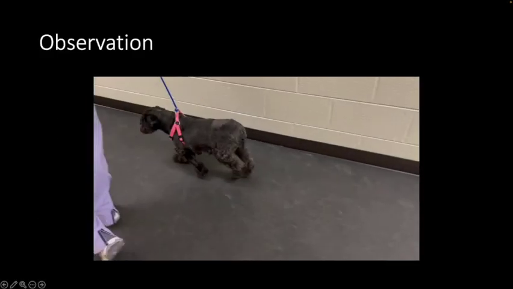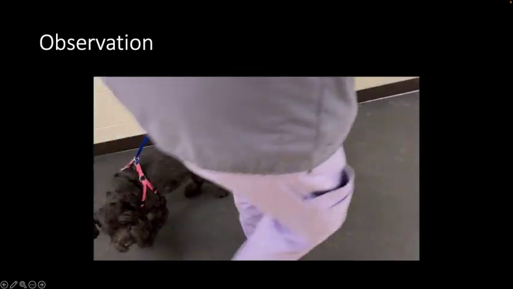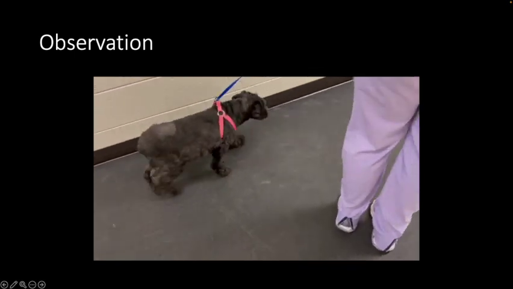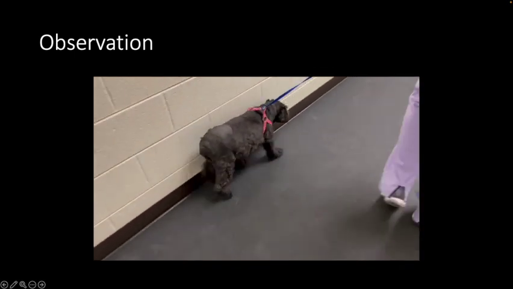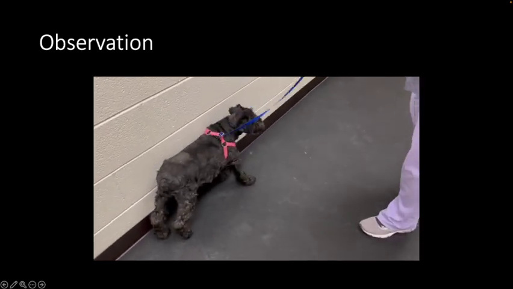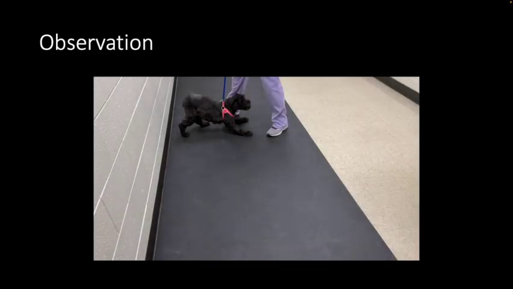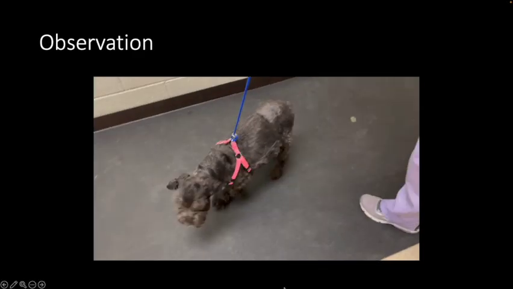Starting with observation, although behavior and mentation are important to interpret with the exam, it is quite challenging to appreciate the subtleties on a video. That said, from the observation in this video, there are no obvious behavior or mentation abnormalities. Posture is abnormal at times. In person, the gait is quite abnormal in this dog.